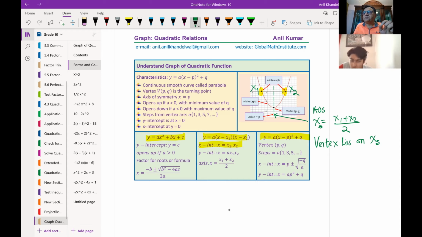How do we find the y point? Plug it in, right? So the value of y will be equal to a times this axis of symmetry minus x1 times axis of symmetry minus x2. So we get the y point, and therefore we get the vertex. Is that okay? Okay, sir.